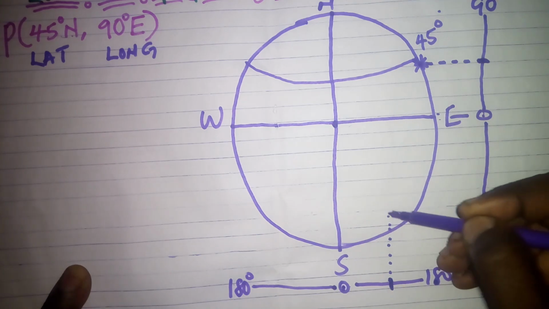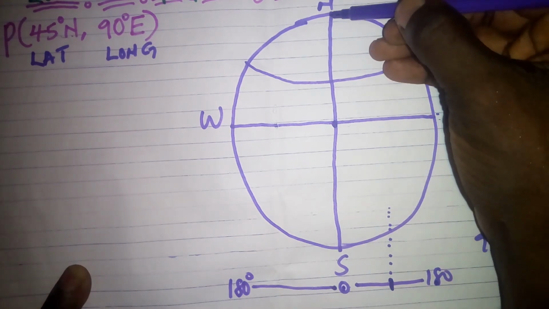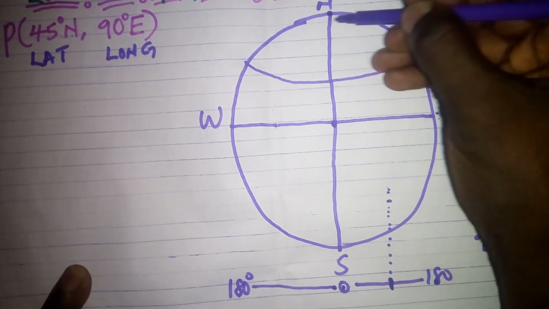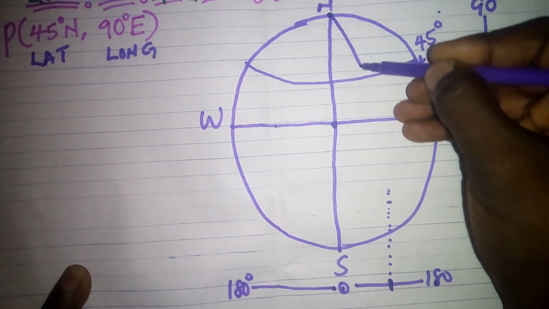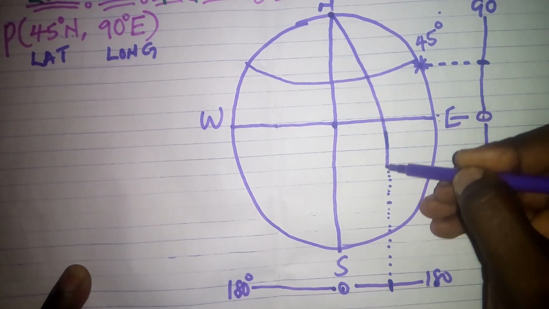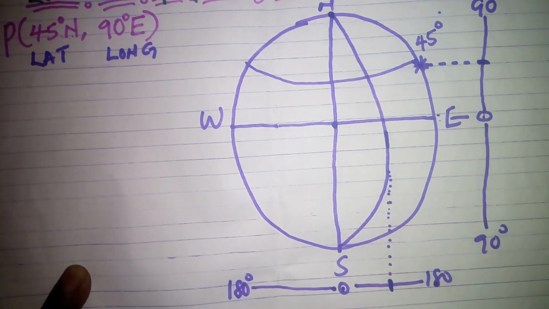So tracing it up, that means my longitude will be drawn and it will pass through. This is a freehand sketch, don't forget. It will touch those dotted lines. Yes, let me continue going up. Yes, it's going to rub it off, then come and bend back to the south.